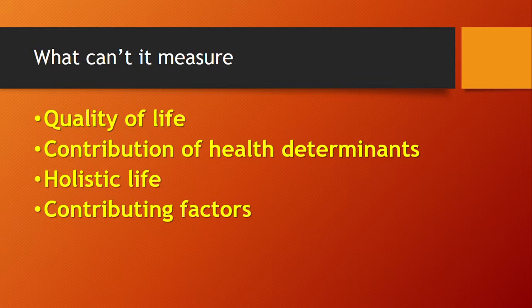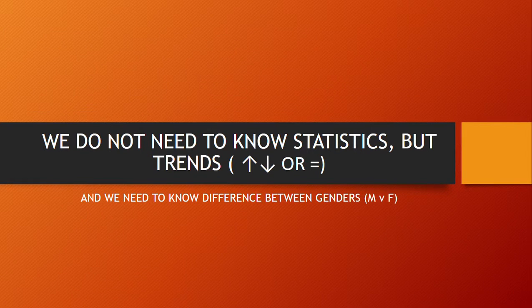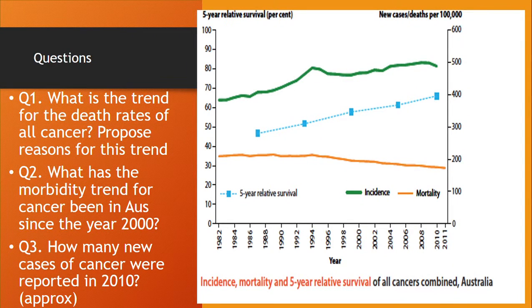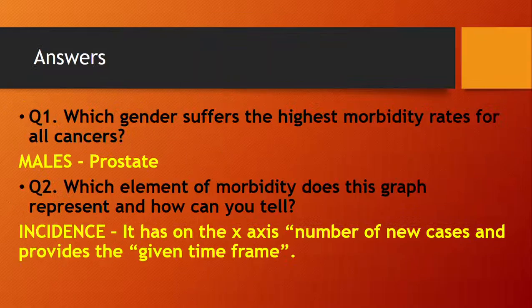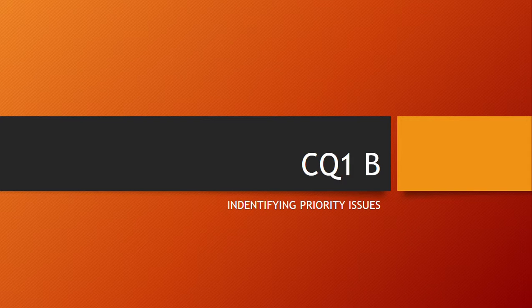So it can tell a lot about things. Remember, it's just quantitative, it is not qualitative. You don't need to know the actual statistics, but you do need to know whether trends are going up, down or remaining stable. There are sometimes questions about the differences between males and females, so be prepared for that. We did a few different activities there. I'm just not going to fly over those. And that's it for critical question 1.